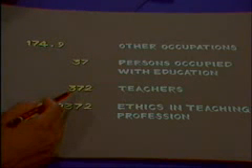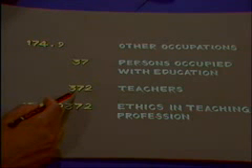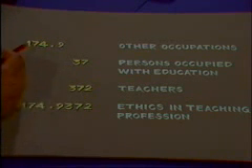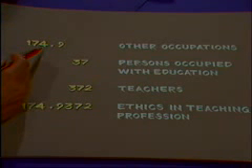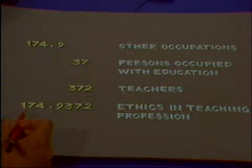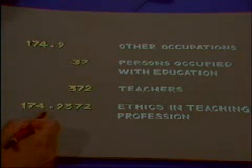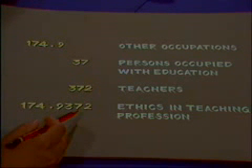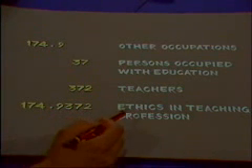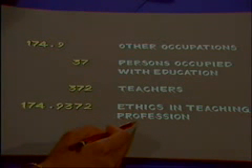Under this, there is direction to add notations from Table 7. The number for teachers in Table 7 is 372. Adding this number to the base number 174.9, we get the complete number. The complete number is 174.9372 for the title Ethics in Teaching Profession.